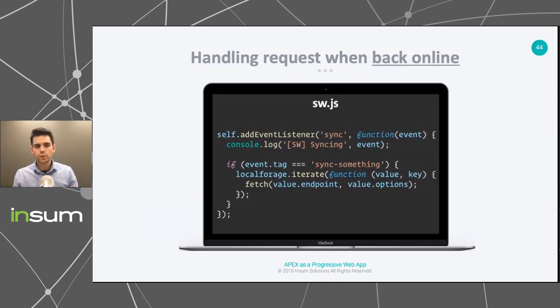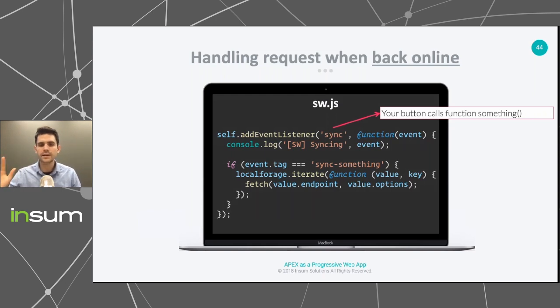Now let's go back to our service worker. How do we handle requests when we are back online? So we're offshoring tasks to the service worker, right? And remember that the service worker works even if you've closed your app. So whenever the connection comes back, the service worker will trigger a sync event.